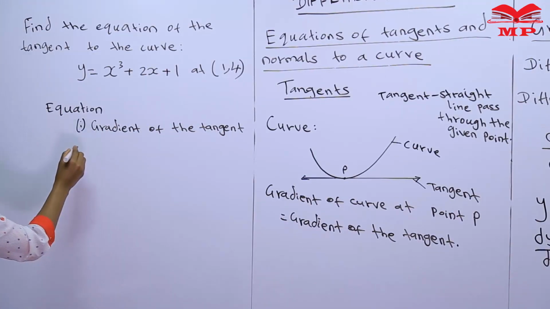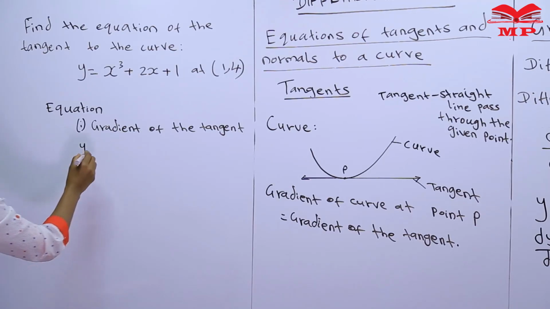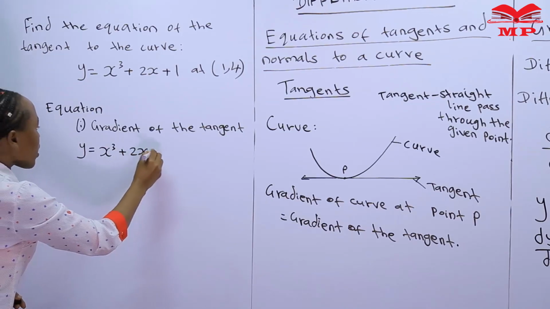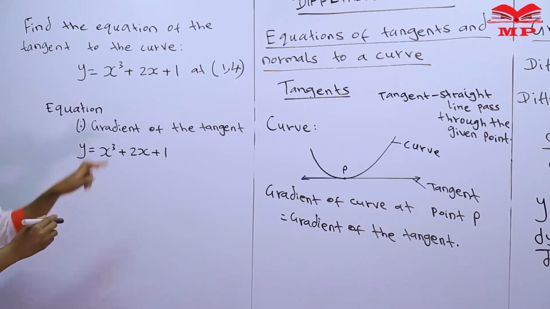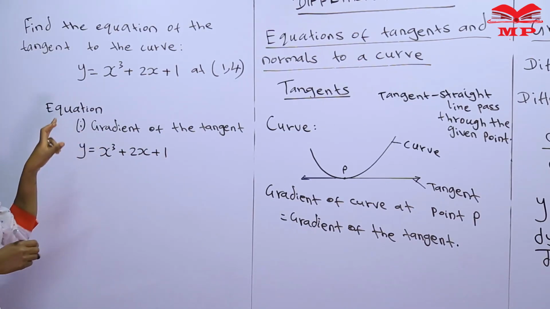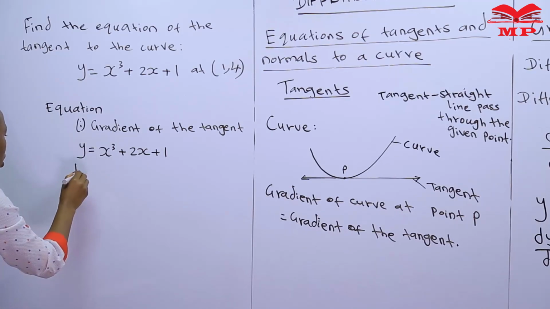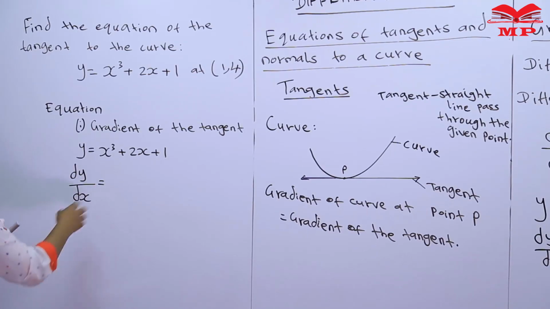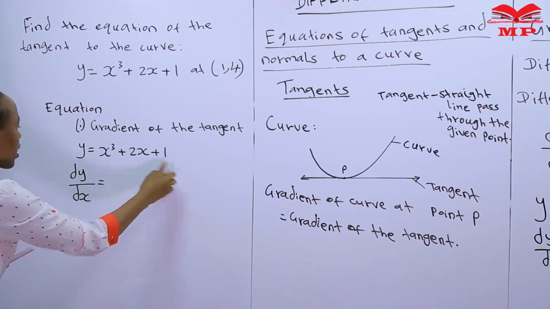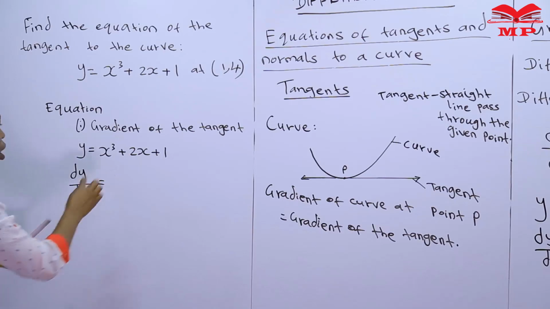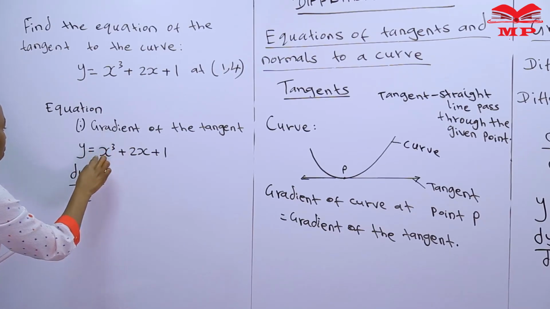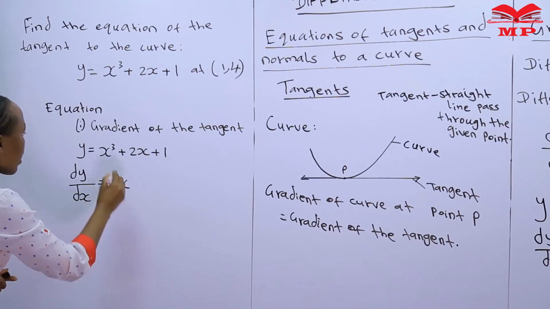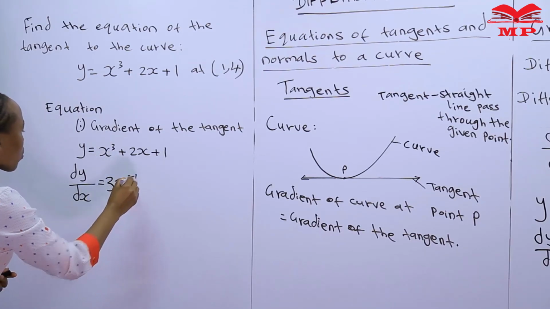And therefore, we have the equation of the curve. y is equal to x cubed plus 2x plus 1. So when we want to find the gradient, we first get the gradient function dy/dx. That will give us the gradient. So we need to differentiate this, or to find the gradient function. So we have 3 multiplied by the coefficient of x cubed, which is 1. So we'll have 3x, then 3 minus 1.